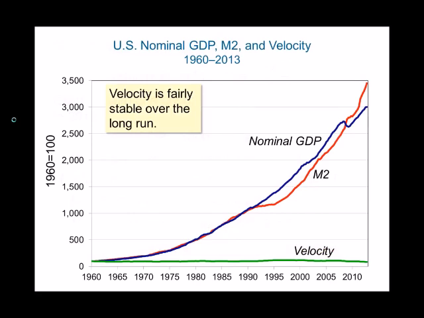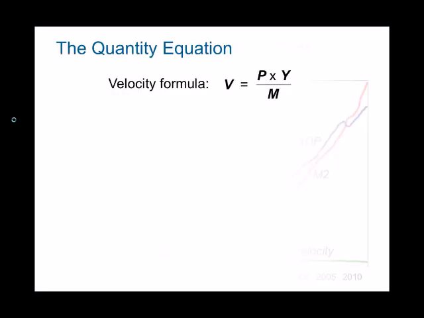Now if we plot these values over time, we see the velocity of money doesn't change much at all. It's relatively constant. We talked about the M2 measure of money supply and nominal GDP. They pretty much go up hand in hand until 1990, then they deviated somewhat, but they have an upward trend. So velocity of money is fairly stable over time.